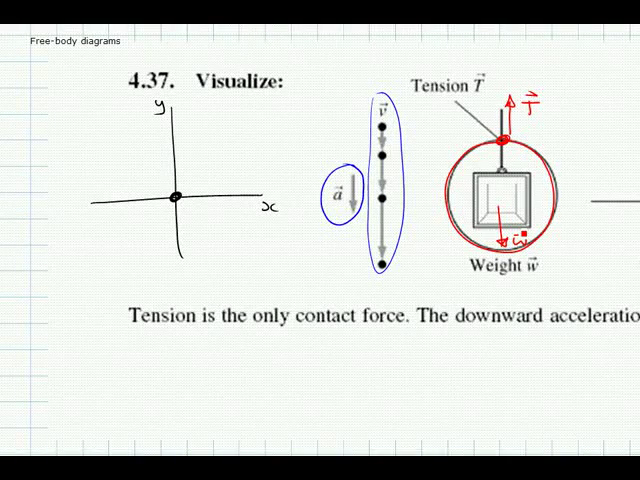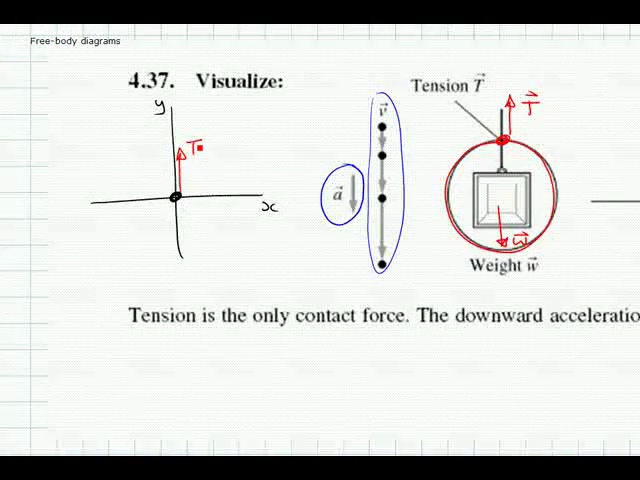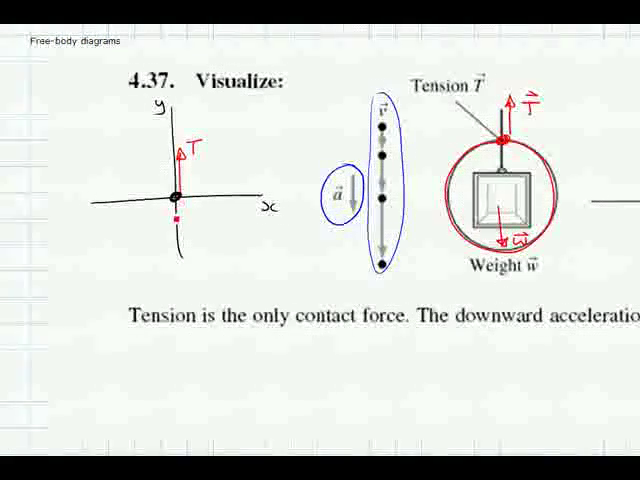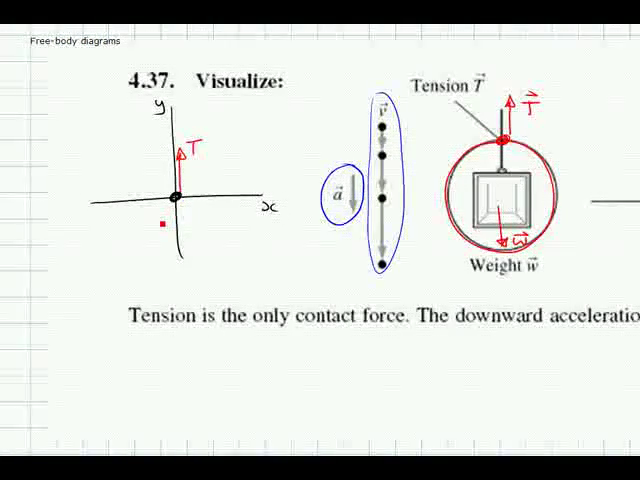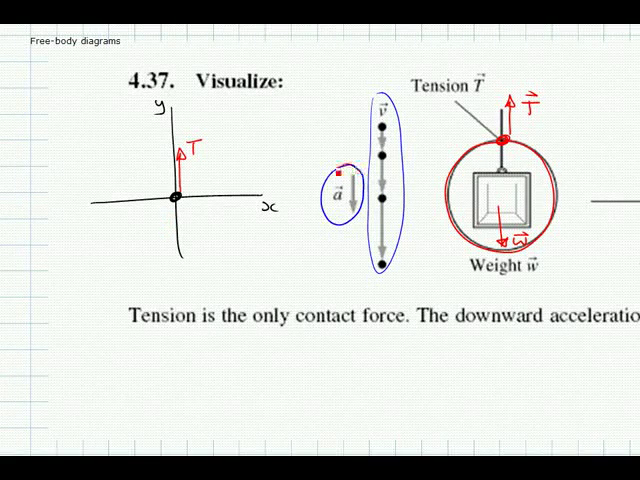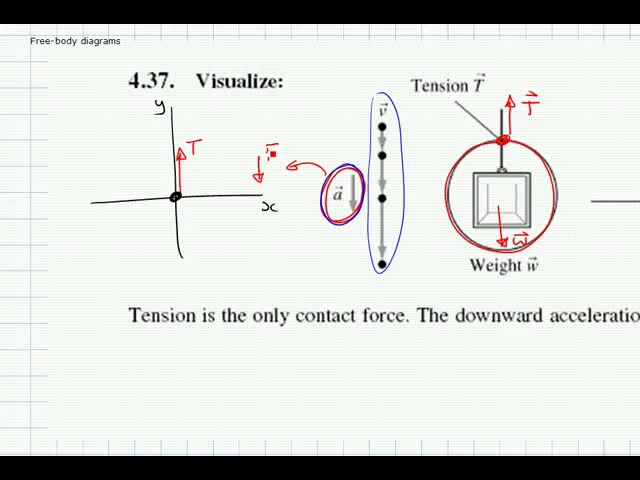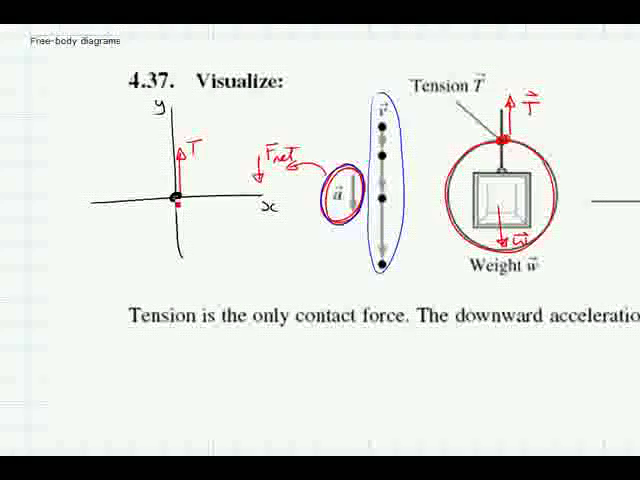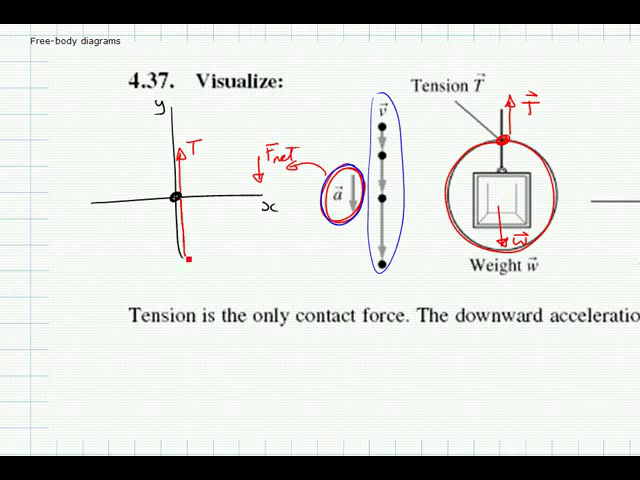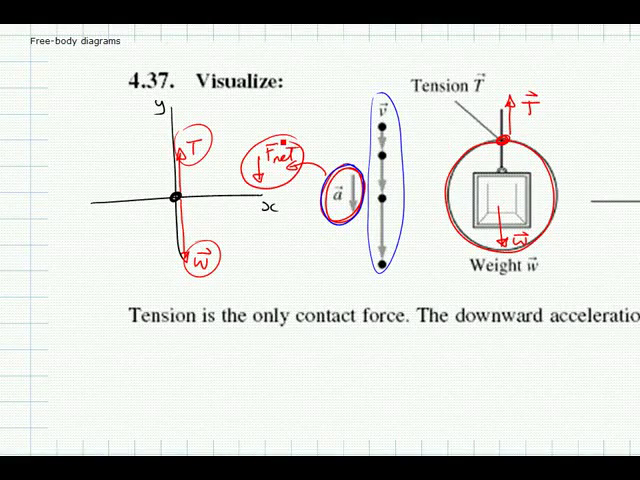So tension up, W down. Now go ahead and copy those forces onto your free body diagram. Tension up, and W down. Now when you draw W, pay attention to this. We need an acceleration. The acceleration is downwards. If the acceleration is downwards, that means that net force, F net, must also be downwards. So when you do the sum of the two forces that you have, in this case we only have tension and W, we need to end up with a net force which is downwards.